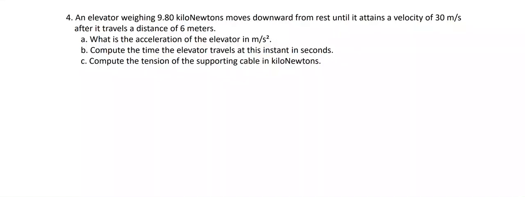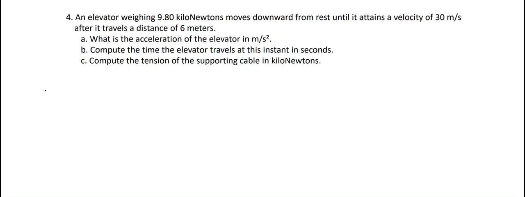In this problem, we are given an elevator weighing 9.80 kilonewtons moving downward from rest until it attains a velocity of 30 meters per second after it travels a distance of 6 meters. We are tasked to compute the acceleration of the elevator in meters per second squared, the time the elevator travels at this instant in seconds, and the tension of the supporting cable in kilonewtons.